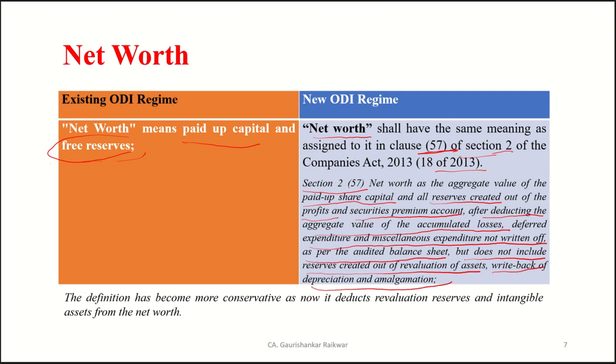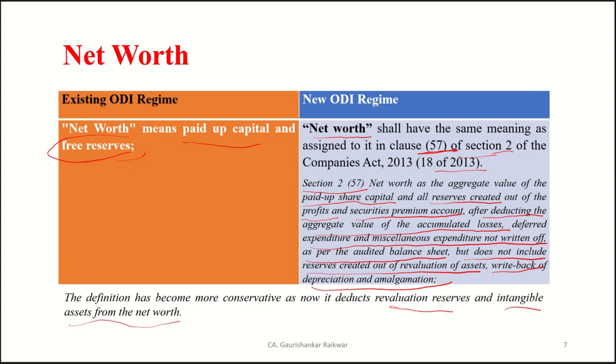So what is the difference between the net worth under the old regime and under the new regime? In the old regime, net worth simply meant the paid up capital and free reserves. But in the new definition, they have excluded revaluation reserve and any miscellaneous expenditure to the extent it has not been written off. So the definition has become more conservative, as it now deducts revaluation reserve and other miscellaneous expenditure from the net worth.